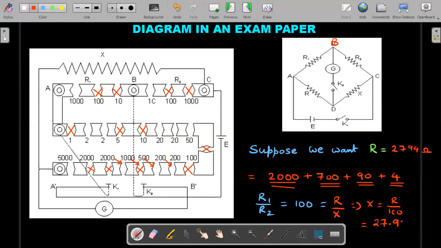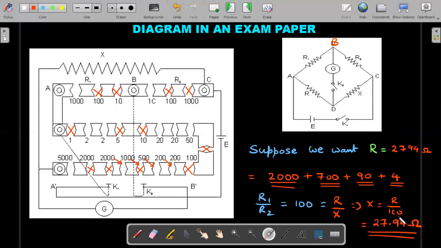So you can say that this value of X under zero deflection, all this should happen when the galvanometer is showing zero deflection when key 1 and key 2 are closed. Okay, that's how any meter bridge or a Wheatstone bridge balance occurs. Okay, so that's how you ascertain this.